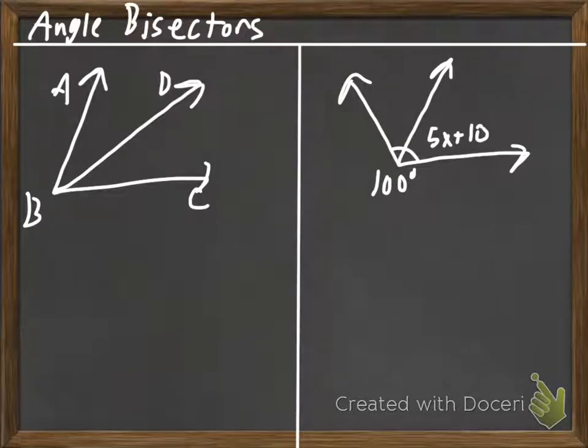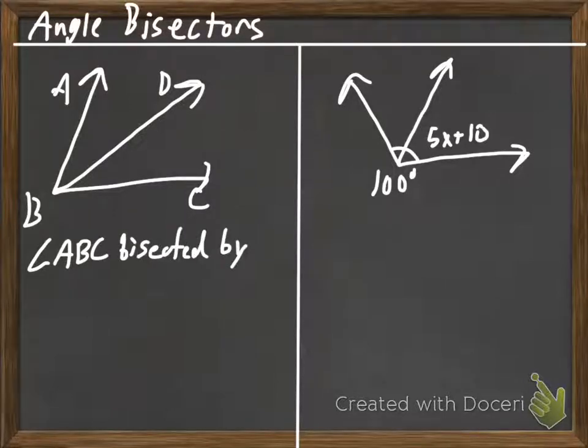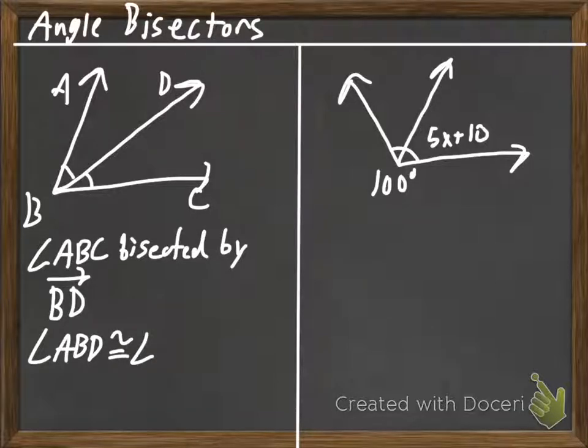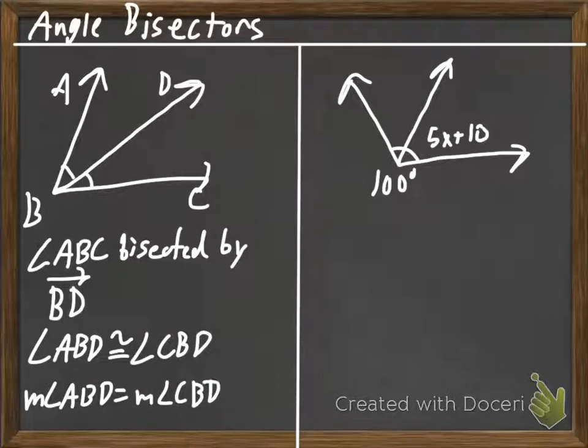Okay, so now we're going to talk about angle bisectors. Angle bisectors are very similar to our segment bisectors, except we're bisecting an angle. So on the left we have angle ABC bisected by ray BD. So ray BD is bisecting angle ABC. Well, that means that these are congruent. So we can say that angle ABD is congruent to angle CBD. And if they're congruent, then we can say that their measures are equal. So if ABD is 20, then CBD is also 20.